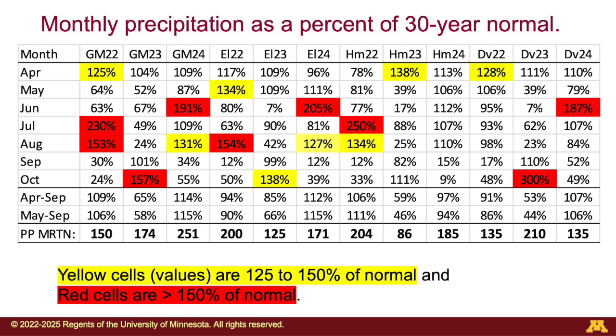Elgin, 205, Dover, 187, really wet Junes. Certainly can drive not only leaching, but denitrification. And that explains why, especially at Grand Meadow, we needed significantly more N than we normally would. But it doesn't mean that we need to apply it up front. It means that we need to adjust in season.